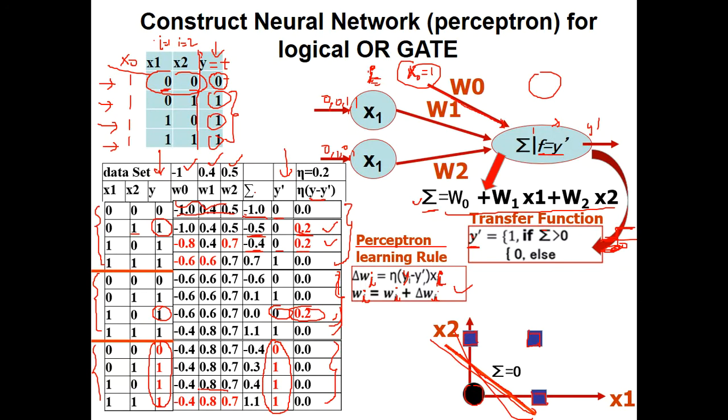At this time, what are the updated or final weights? So the equation of the model is sigma equals W naught, which we got as minus 0.4, plus W1 which is 0.8 into x1, plus 0.7 into x2, equal to 0. Now if you draw this equation here, you will get a line which separates the two classes. So this equation is now our model.